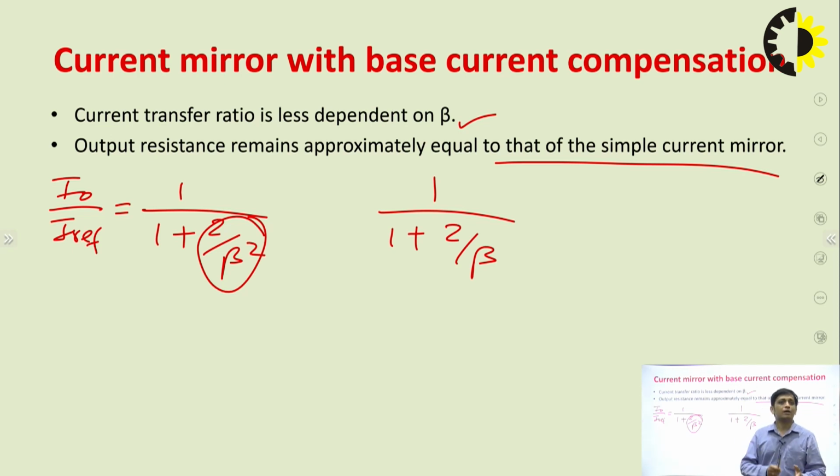We are saying it because this 2 by beta square is very much lesser than 2 by beta. So if in the result it is 2 by beta cube, for example, it will be good. In that case, the error will be lesser, right? And of course, if beta is infinite, that is the ideal case, so I naught will be equal to I reference. But practically beta is finite. So the advantage of current mirror with base current compensation is that the error between output current and input current is lesser in comparison with the basic current mirror.